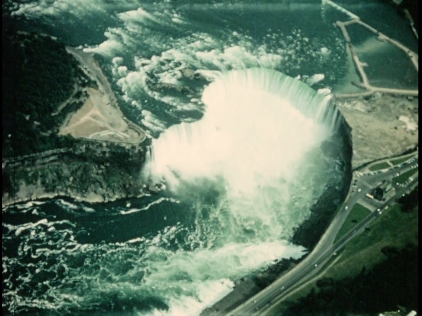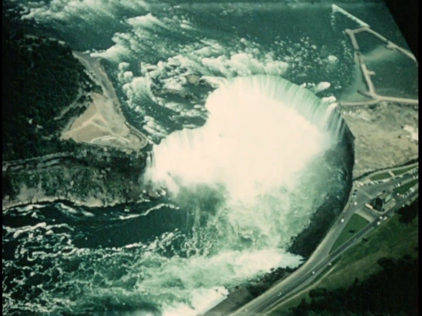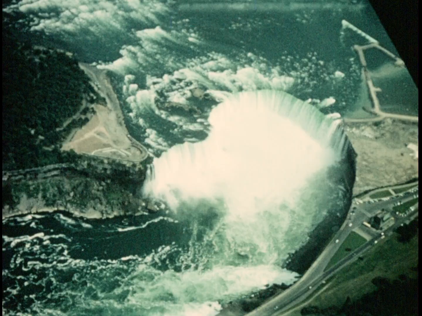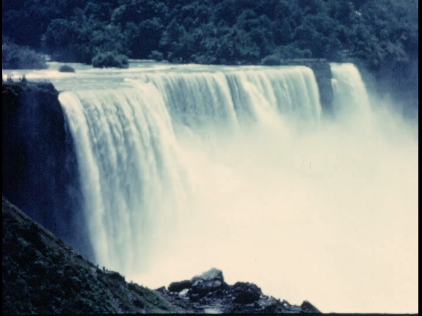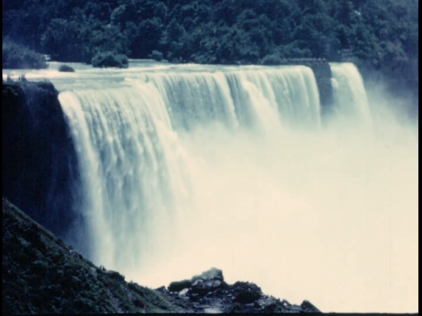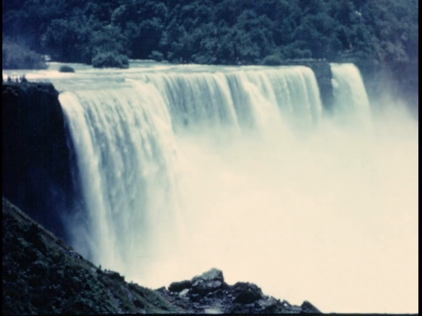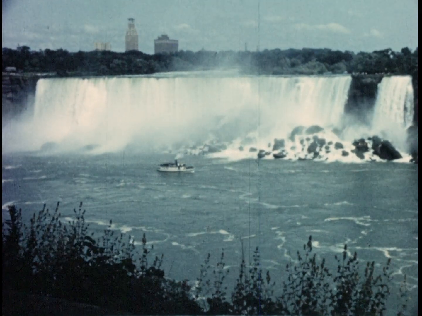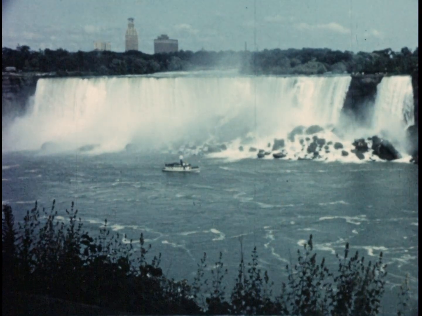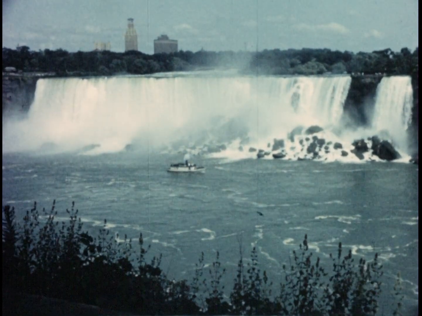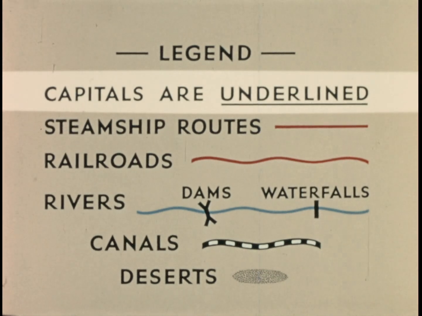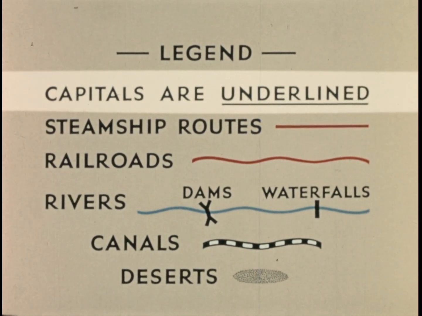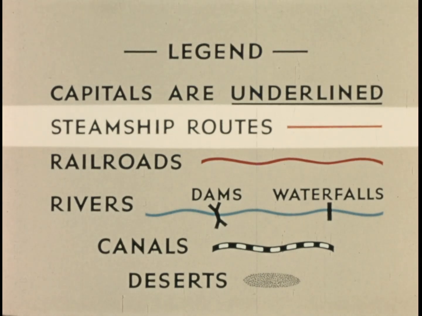We have come to understand many map symbols. To understand them better, we have seen many of the places they stand for: shipping lanes and railroads, cities and deserts, rivers and canals. And now, one of America's greatest waterfalls, Niagara. Now let us recall what we have learned. State capitals are underlined. Red lines on water are the symbol for shipping lanes.